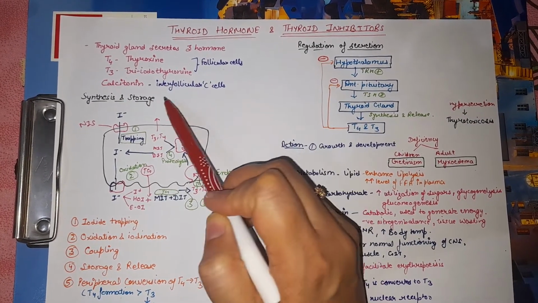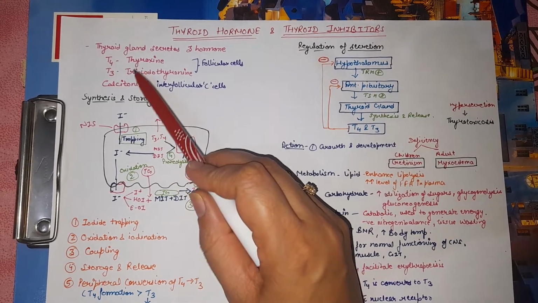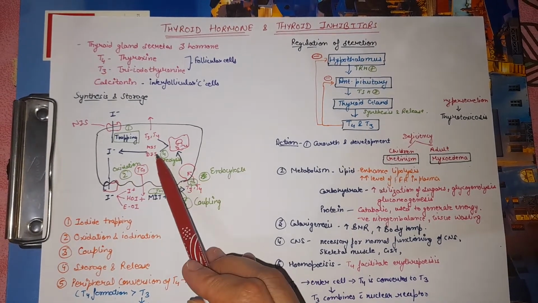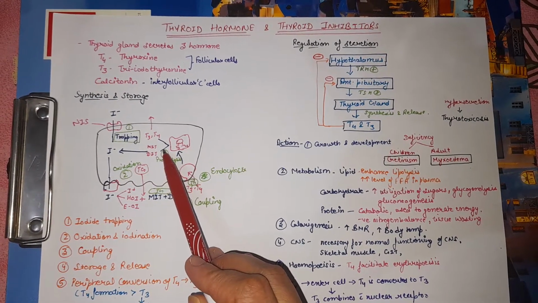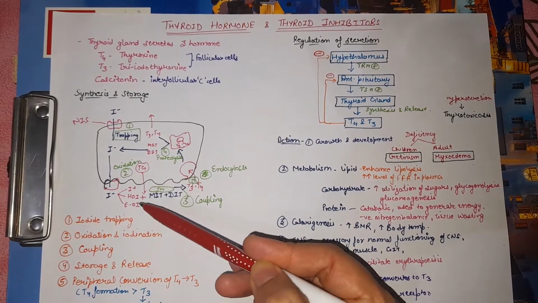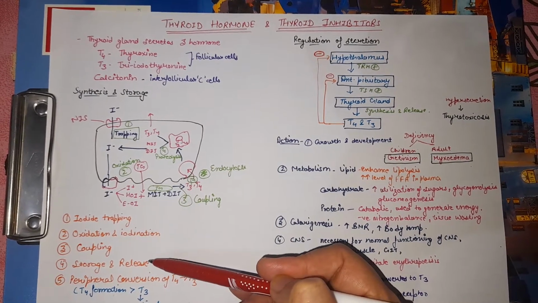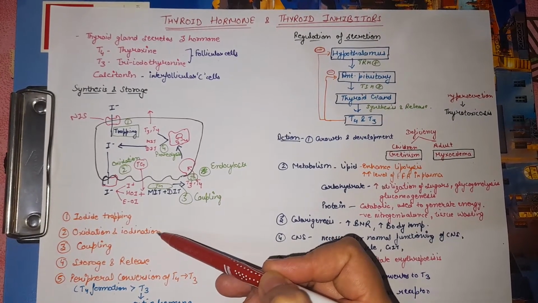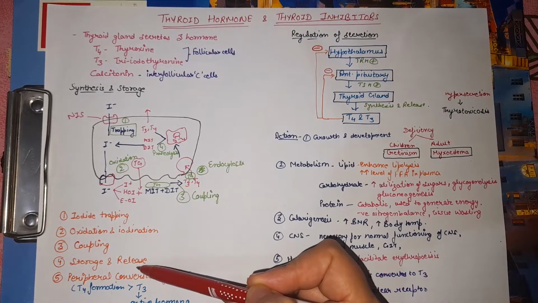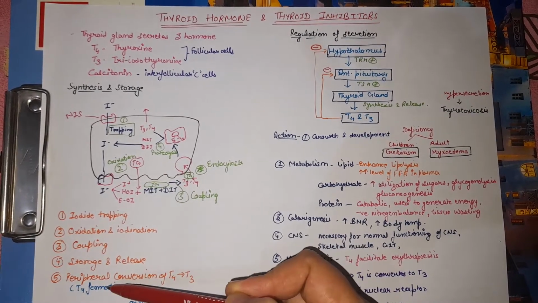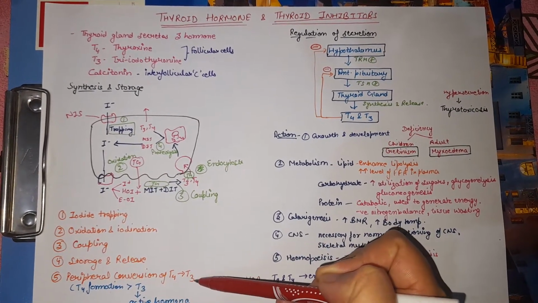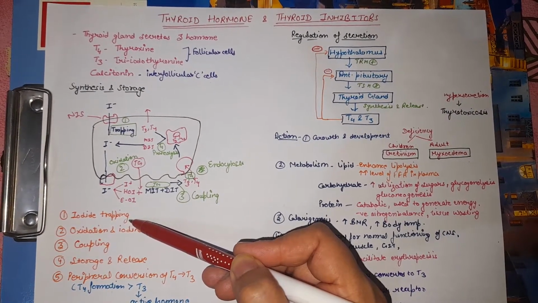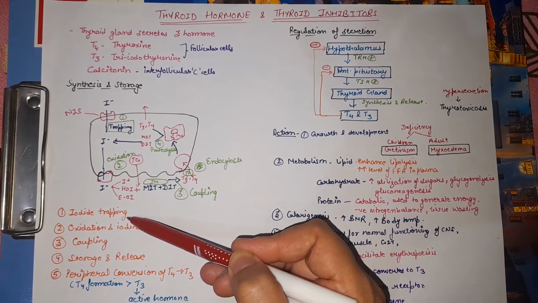Next we will discuss the synthesis and storage of these T4 and T3 hormones. As this is a thyroid follicular cell, there are 5 steps in the synthesis, storage and release of the thyroid hormone. First is iodide trapping, second is oxidation and iodination, third is coupling, fourth is storage and release, and fifth is peripheral conversion of T4 to T3. So what is iodide trapping? It is the first step in the synthesis of thyroid hormones T3 and T4.